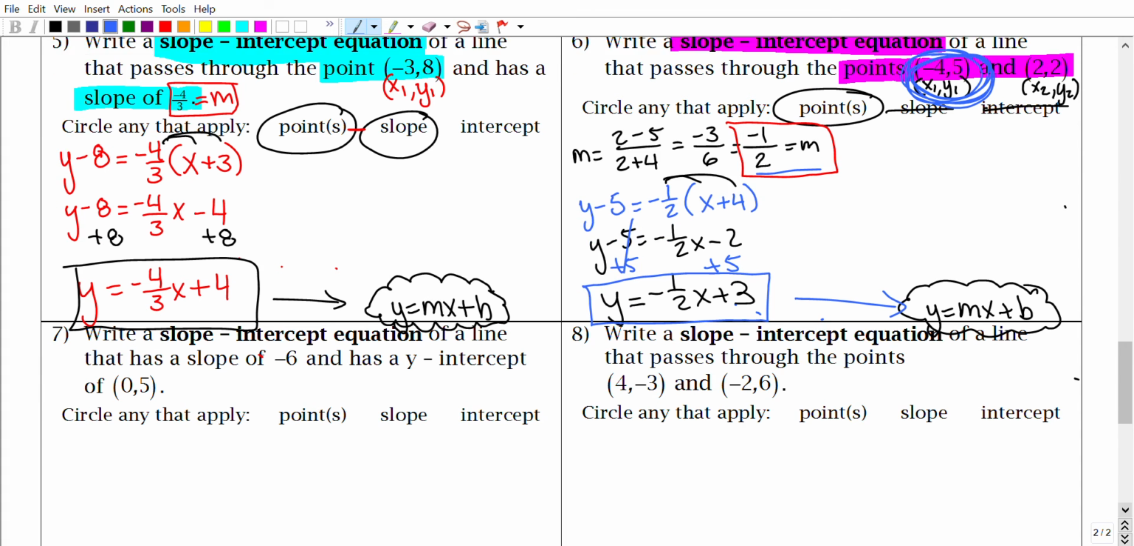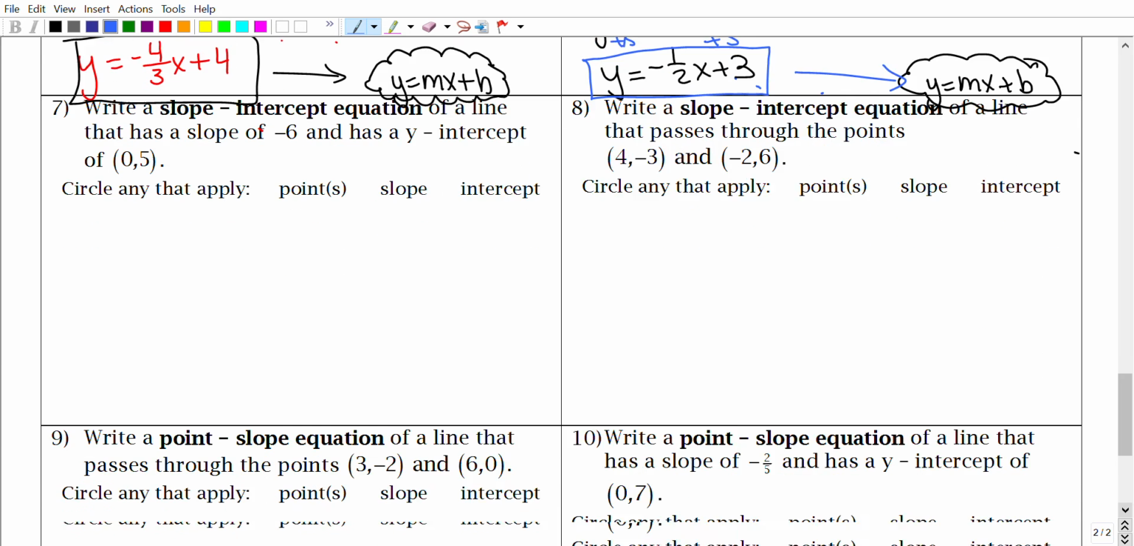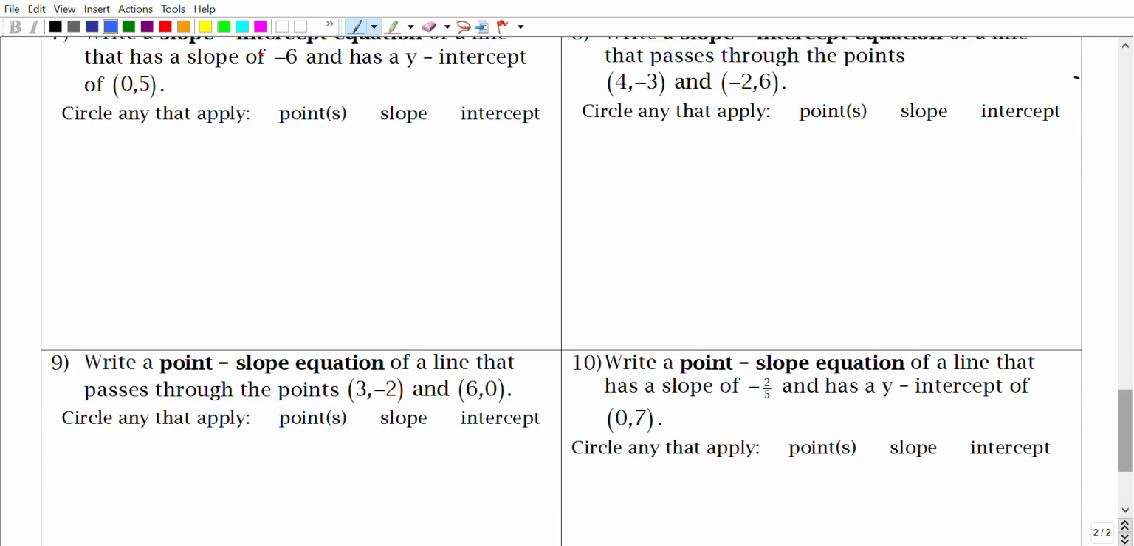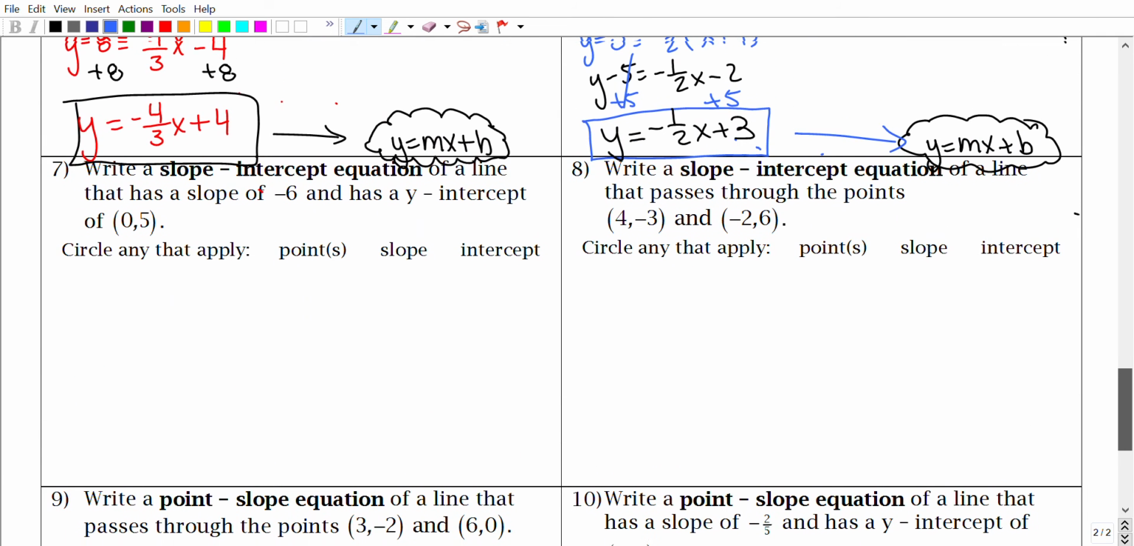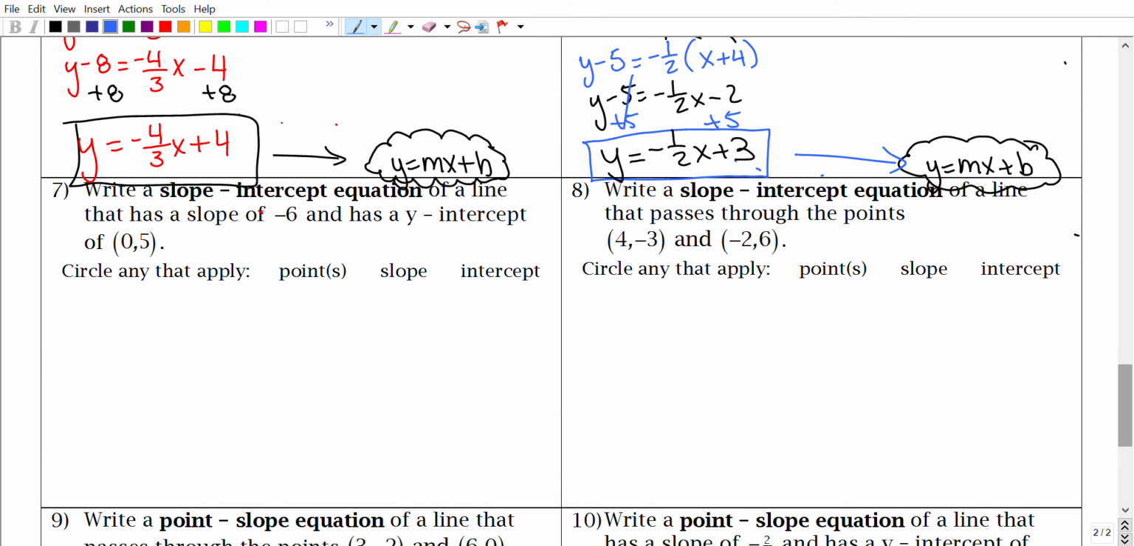All right, guys. I think what I want you guys to do is try out the next two. Actually, I think we should try out number 7 and 8 together, and I'm going to have you try out 9 and 10 and see how you do on those. Okay? So let's go ahead and take a look at number 7 together.